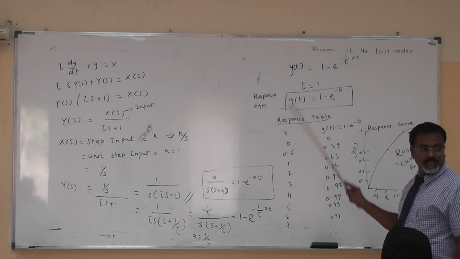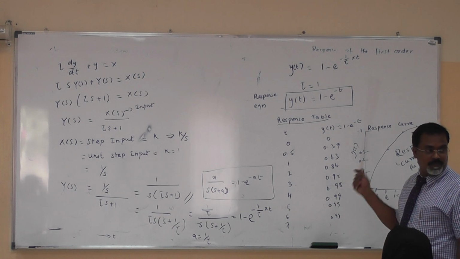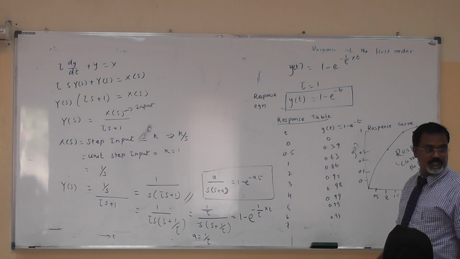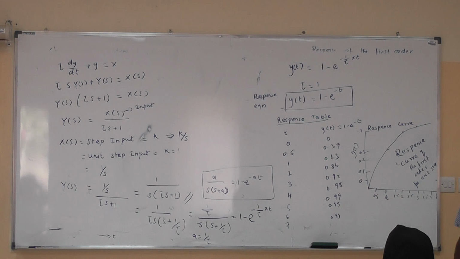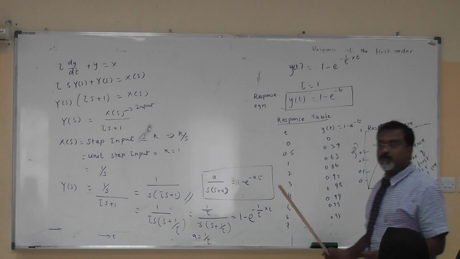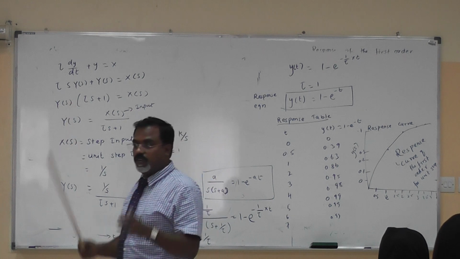In the response equation, you give the different timings, and then you find the response of the system. Then you tabulate it. This is called the response table. From the response table, you take a graph, with the t value on the x-axis and the amplitude value, the response of the system, on the y-axis. Then if you plot it, you will get the response curve for the first order system.